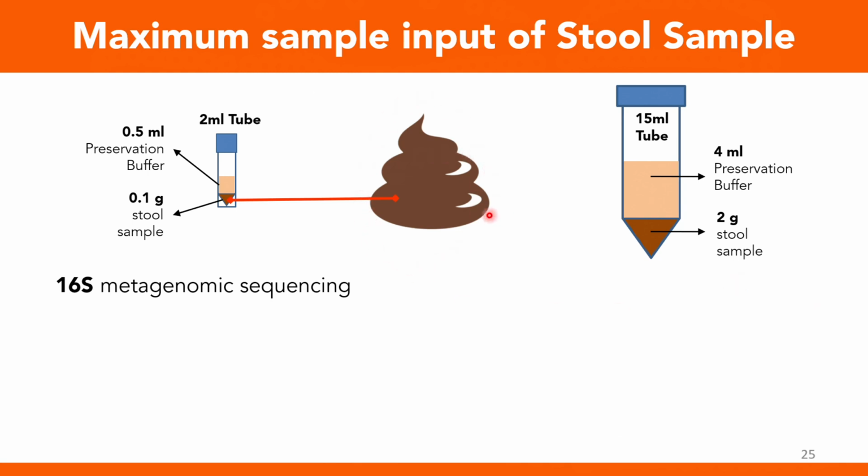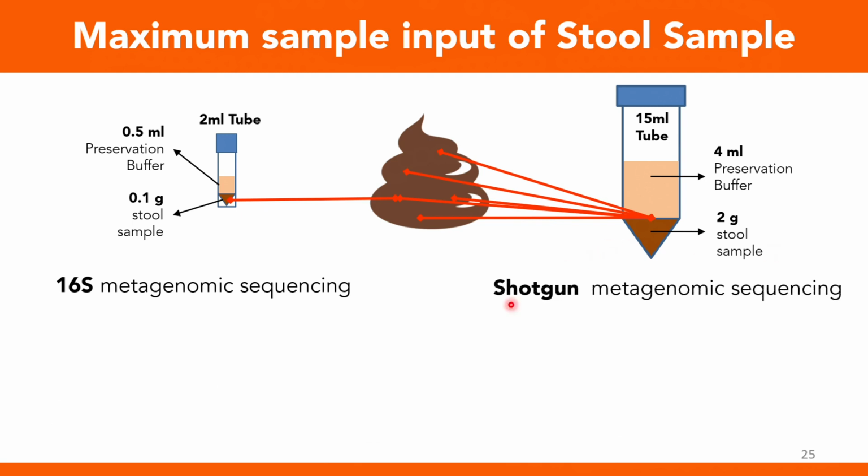Maybe at different positions of the stool, the bacterium population is different. So they want to collect more parts of the stool. So the sample becomes larger, not 0.1 gram anymore. It becomes 2 gram and is put into 4 milliliter preservation buffer. And they want to purify more bacterium DNA to do shotgun metagenomic sequencing. With this kind of sequencing, they can know more unknown bacterium and more information about it.